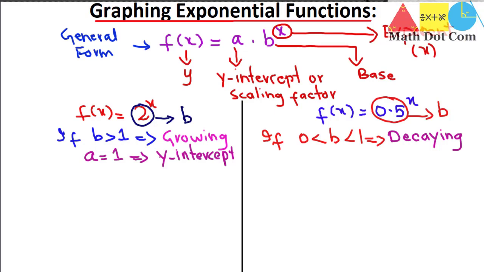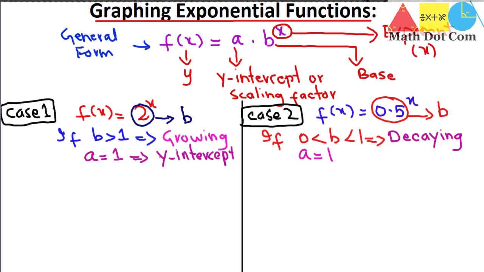While in the second case, this is case 1, this is case 2. In case 2, here again we have a is equals to 1. As 0.5 is multiplying with 1, there is no scaling factor other than that, so we will consider it 1. So as a is equals to 1, again here the y-intercept is 1. That is, the graph of this exponential function will also cut the y-axis at 1. So this is the information that you can extract from the given functions without plotting them.